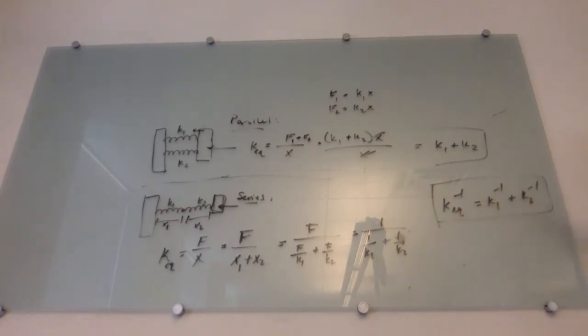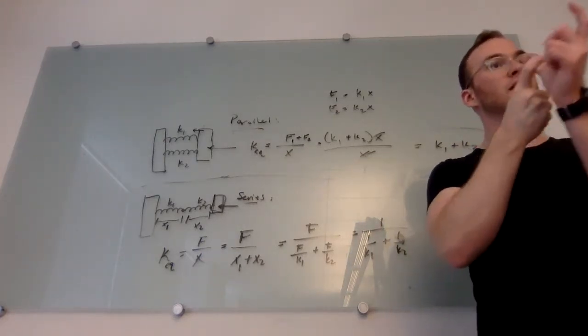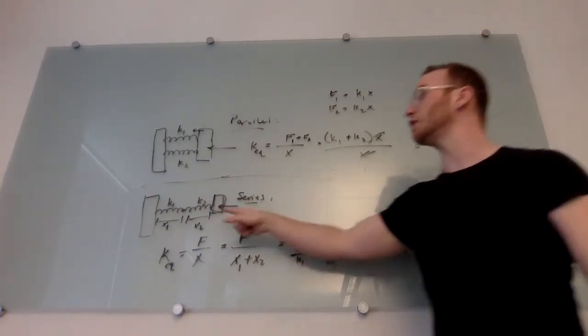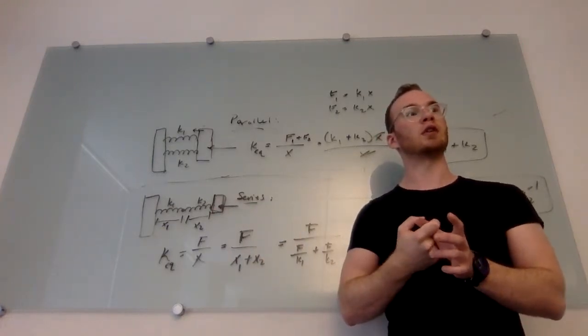K_eq is always less than K1 or K2. That's just a fact about this type of equation. And that just means that whenever you stack springs like this, it's always easier to compress than either one separately. So that's what this equation is telling us.